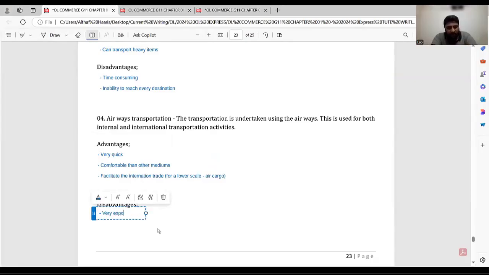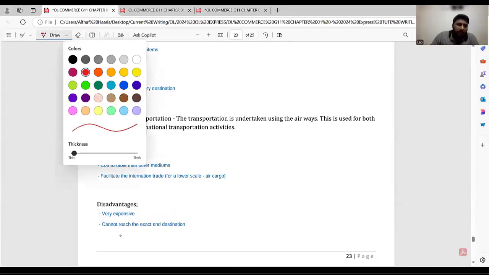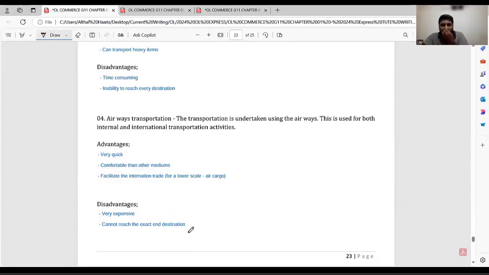Disadvantages, very expensive. Cannot reach the exact end destination. So these things, people, you should be able to think and write down. So with that, we are done with that one as well.